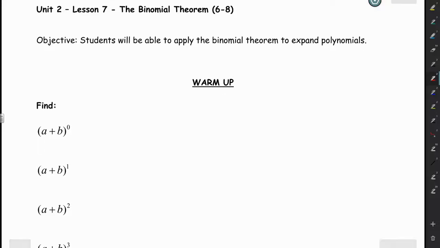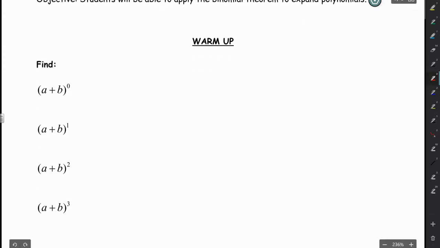Hi everyone, in today's lesson we're going to be looking at how to apply the binomial theorem to expand polynomials. So first of all, we're doing a little warm-up here. The first one, a plus b to the 0. Anything to the 0 power is 1, except for 0. 0 to the 0 power is undefined.